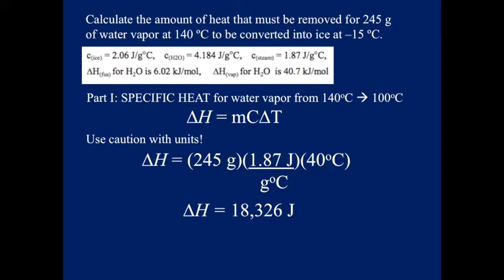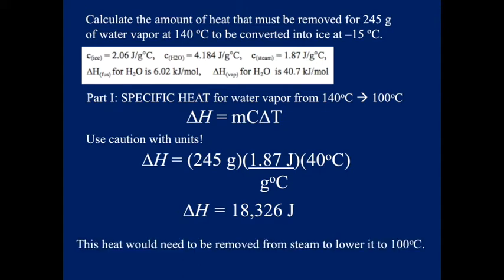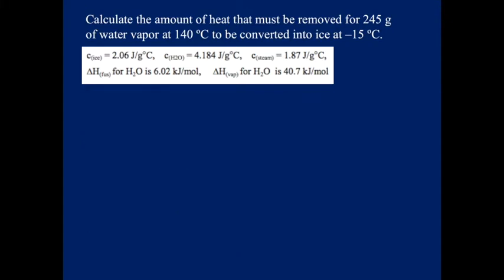245 times 1.87 times 40 is 18,326 joules. Okay, great. From there, that's the heat that would need to be removed from steam to lower it to 100 degrees Celsius. Now we calculate the amount of heat that must be removed for 245 grams of water. Oh, I'm sorry. I'm just reading the problem again.